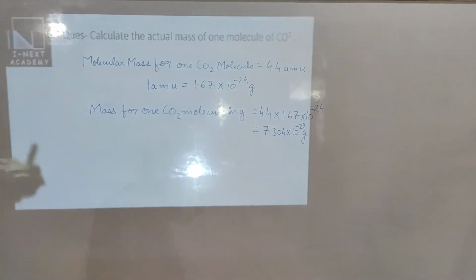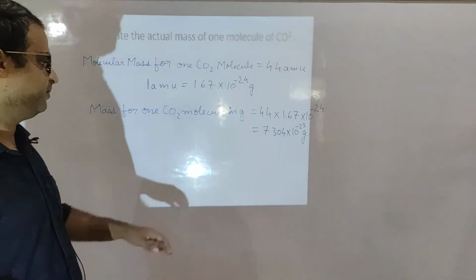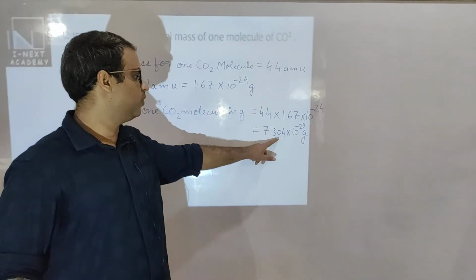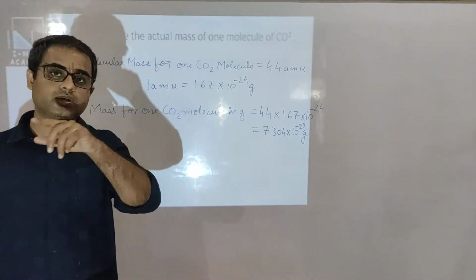Okay, this will give you 7.304 into 10 to the power minus 24 gram. So this will be the actual mass of one molecule of CO2. Don't be confused when you write 44 gram.